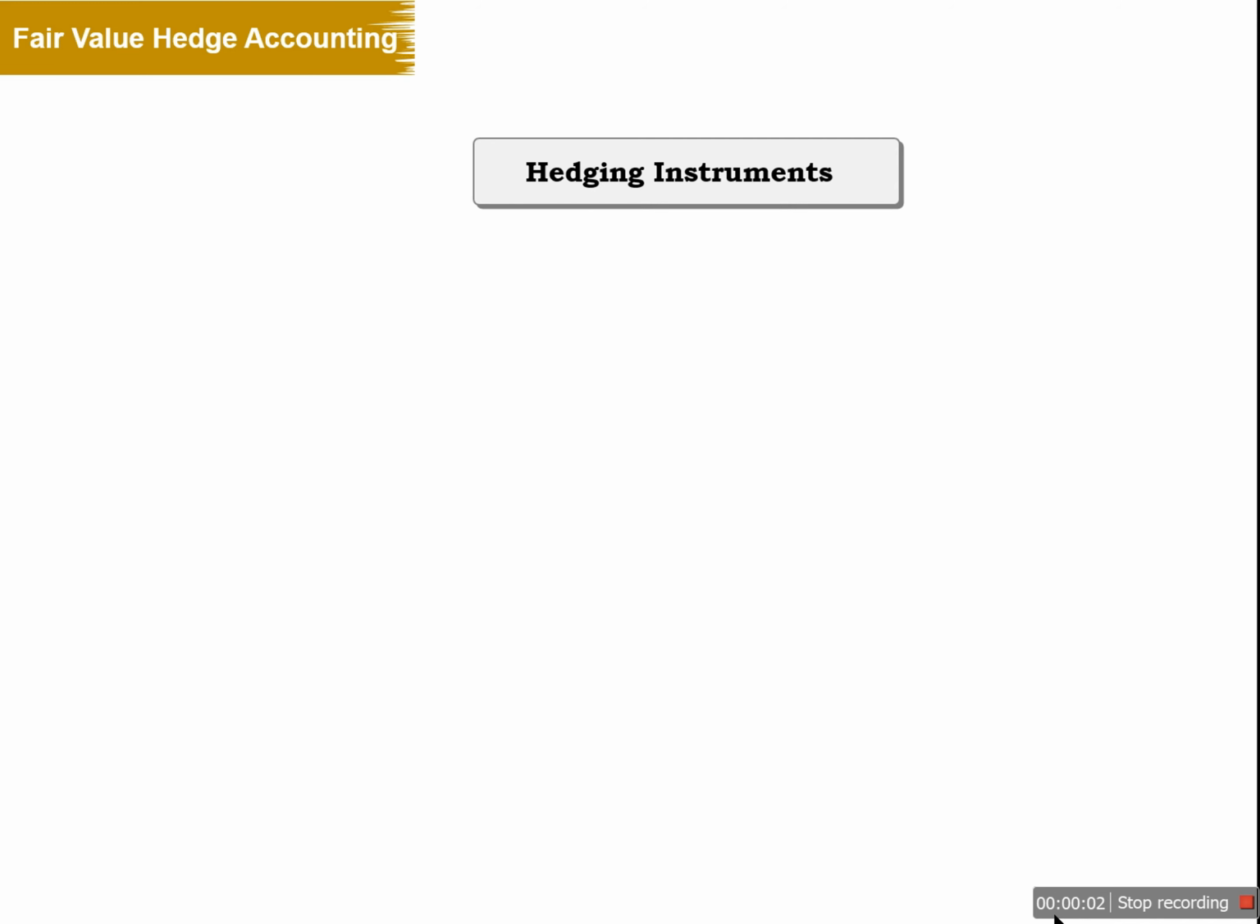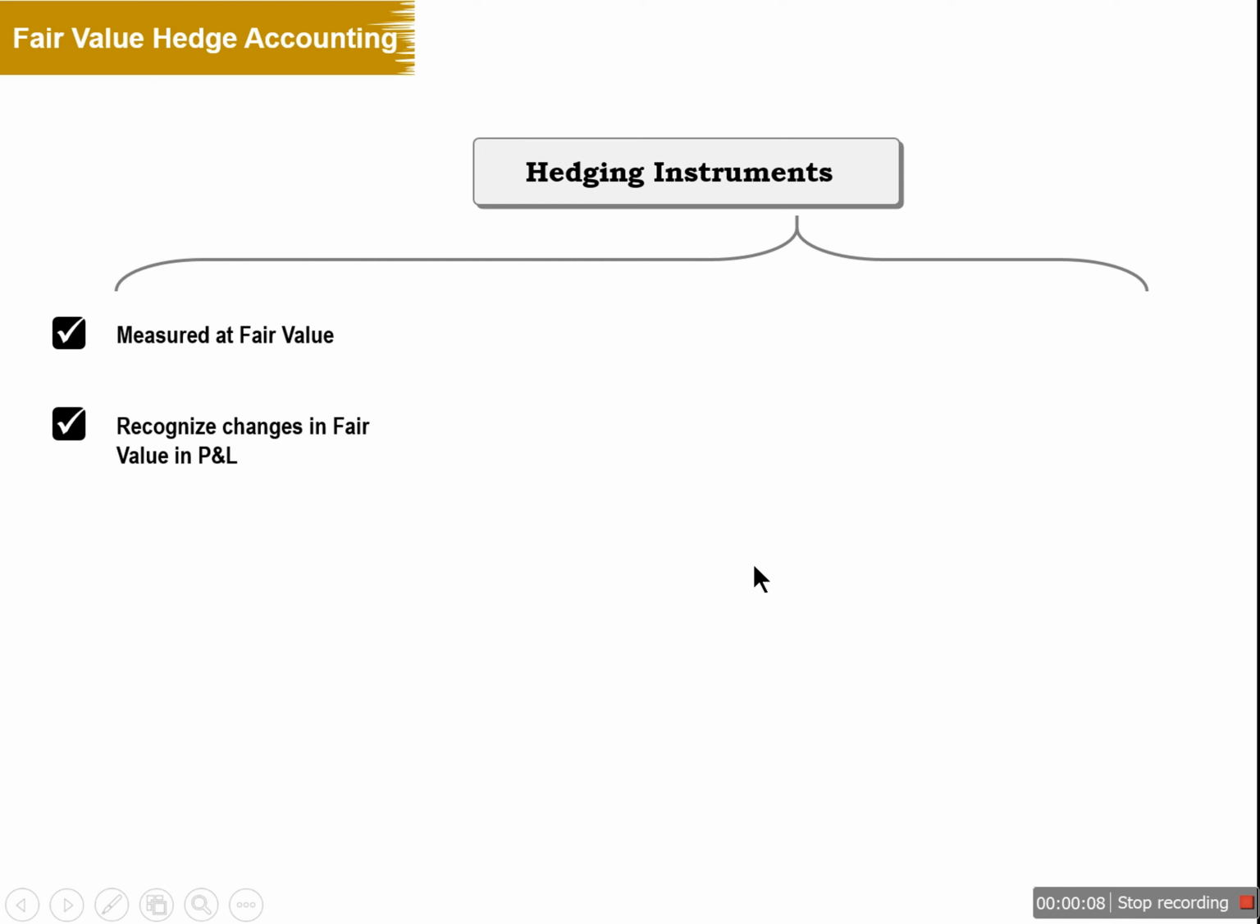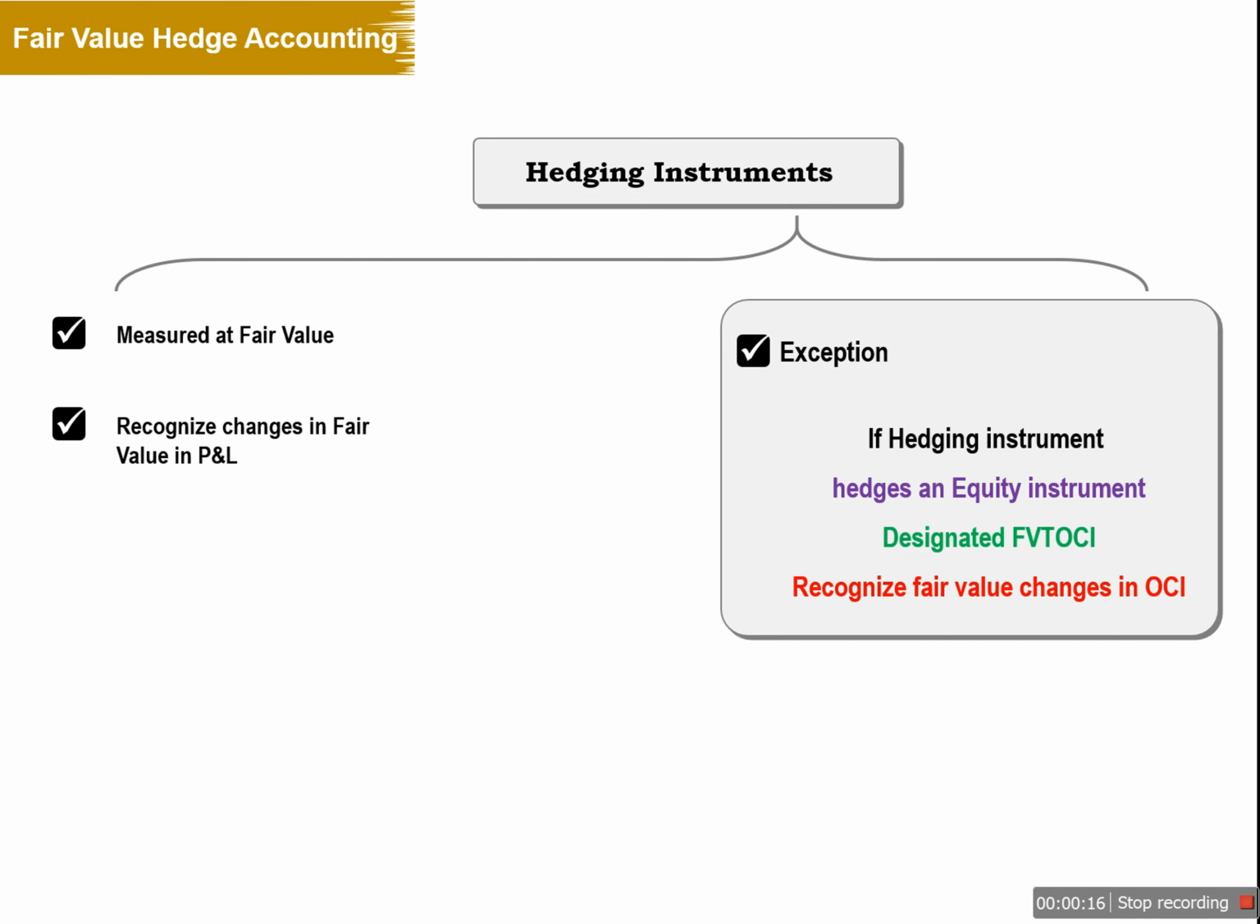Fair value hedge accounting. Hedging instruments are measured at fair value, and any change in the fair value of hedging instruments is recognized in the profit and loss account. There is one exception to this principle: if a hedging instrument hedges an equity instrument that is designated by the entity at FVTOCI, in that case, the change in the value of the hedging instrument is to be recognized in OCI instead of the profit and loss account. This is to offset the effect, with both effects in OCI only.